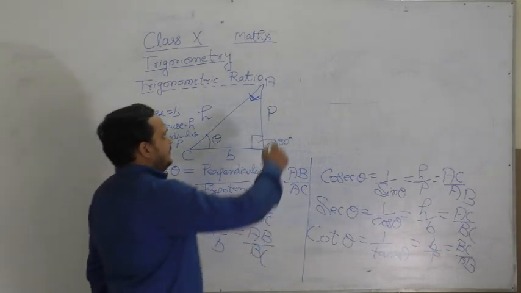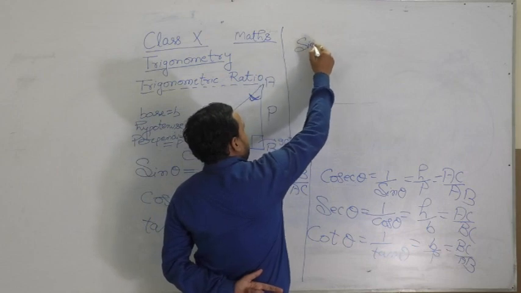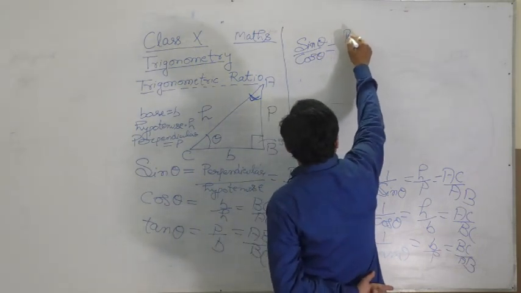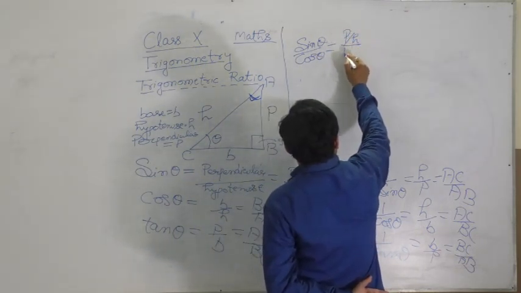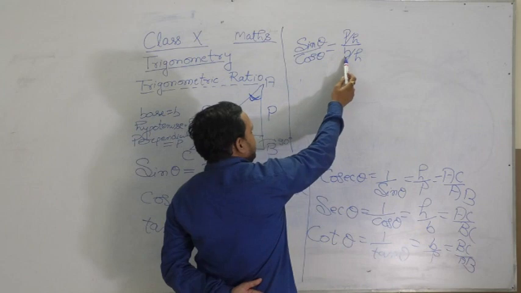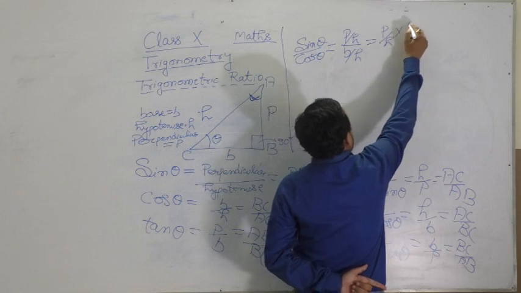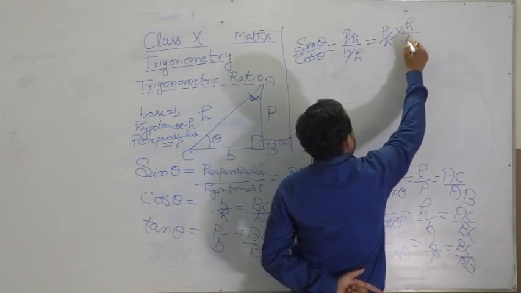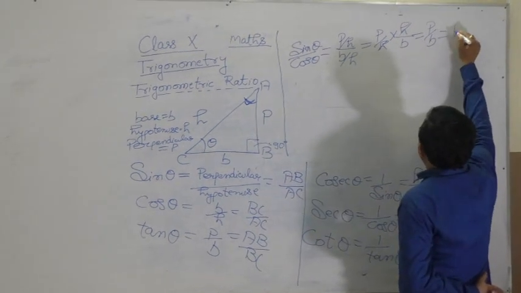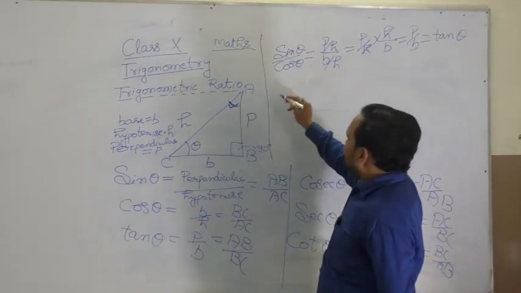After this, there are certain results you have to consider. When you divide sin theta by cos theta, the value of sin theta is P by H and the value of cos theta is B by H. That means perpendicular by hypotenuse is sin theta, and base by hypotenuse is cos theta. When you cross multiply this, the H is cancelled, it is P by B, and it becomes tan theta. So tan theta may also be written as the ratio between sin theta and cos theta.